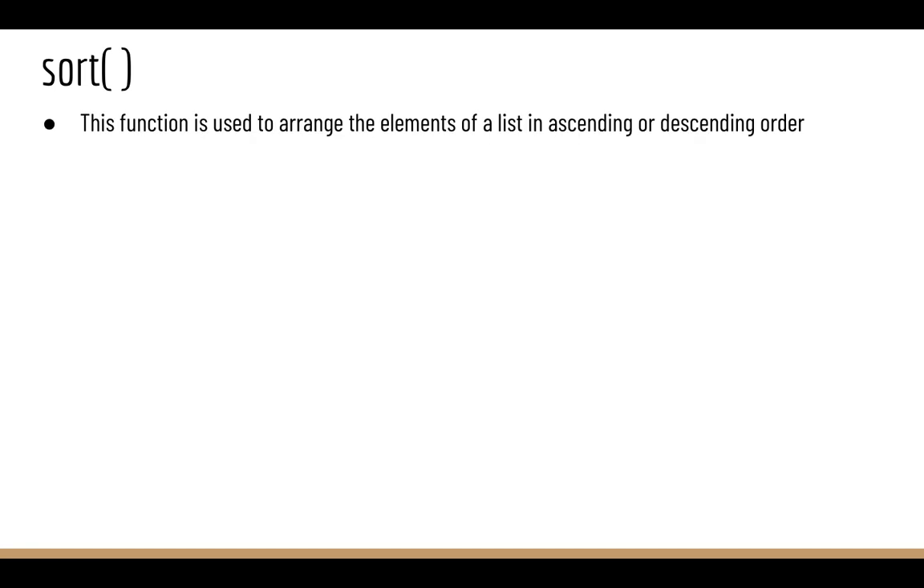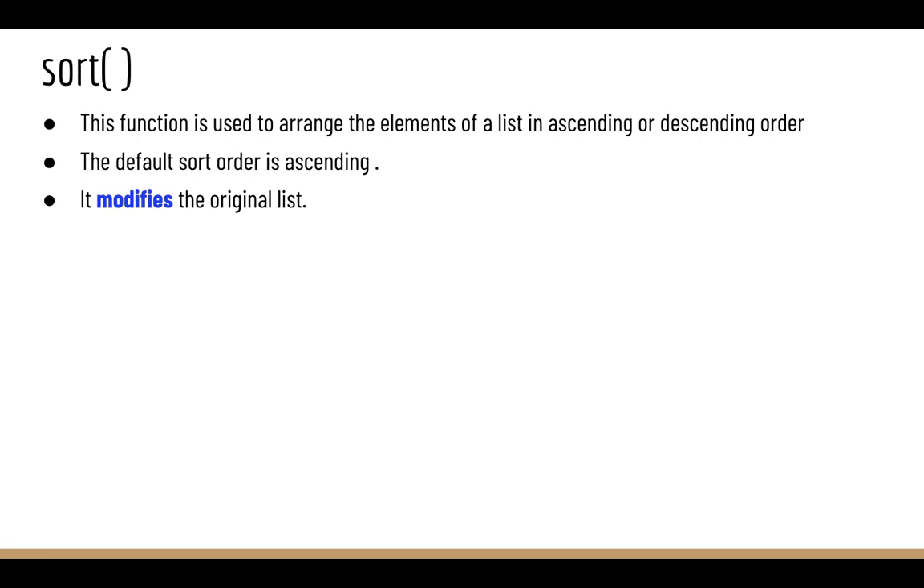Now what is the meaning of sort? Sort means to arrange in ascending or descending order. So this function will also do exactly the same thing. This function is used to arrange the elements of a list in ascending or descending order. The default sort order is ascending order. If you do not specify, it will be sorted in ascending order. It modifies the original list. It will change the original list permanently.